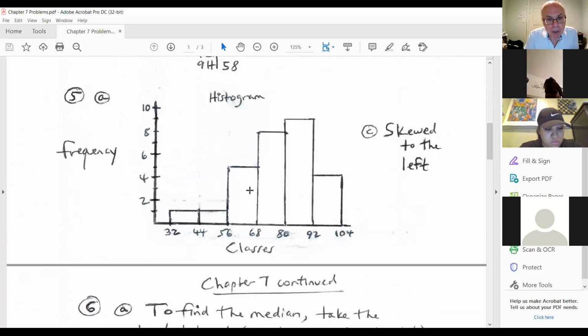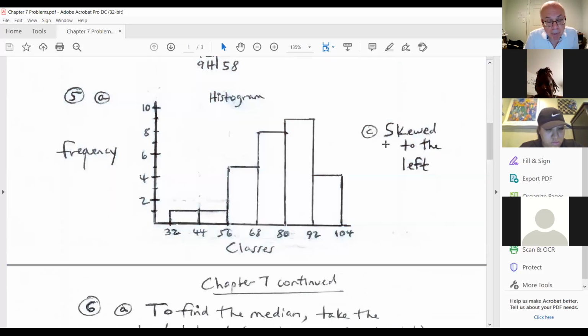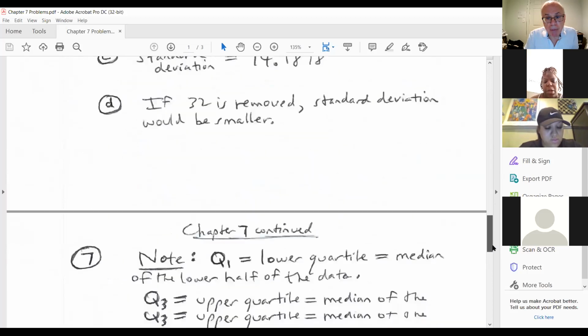If I give you a histogram, you should be able to tell me whether it's skewed to the left or skewed to the right. Remember, you have to know this for the final and for test number 2. It's in the book. It explains it and shows you examples. This is an example of skewed to the left, and the book shows you examples of skewed to the right. No questions about that?